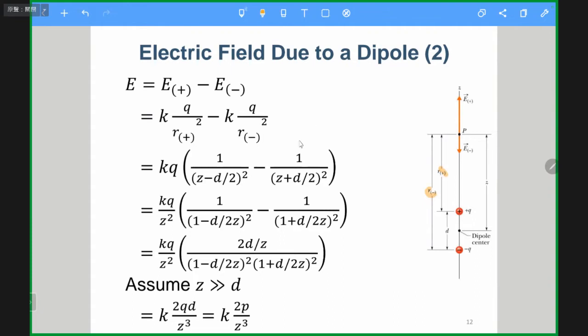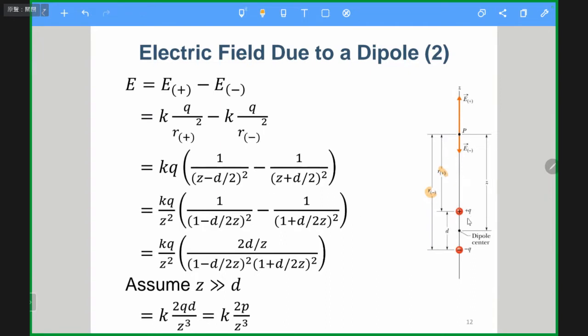And of course, we can simply determine that the positive charge generates the E field pointing upward, and the negative charge generates the E field pointing downward, toward the negative charge. So E plus points upward, E minus points downward. So the amplitude of the total E will have a subtraction here. Okay, so here we try to substitute R plus and R minus.